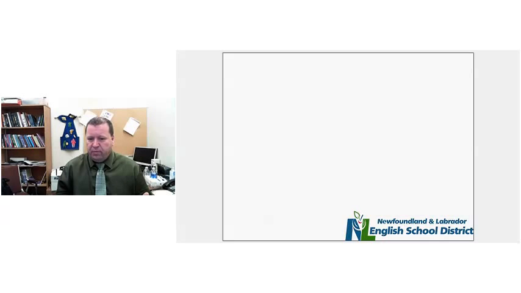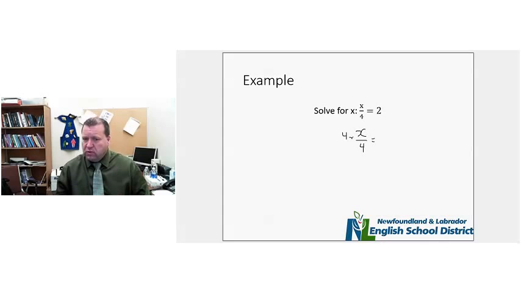Last example. We have x divided by 4 is equal to 2. This one's a little bit different than what we've done in the past, because we've got to divide by 4, but the process is no different. The opposite of dividing by 4 is multiplying by 4. And equation is like a balance. If we multiply by 4 on one side, we better make sure we do it to the other side to maintain balance.